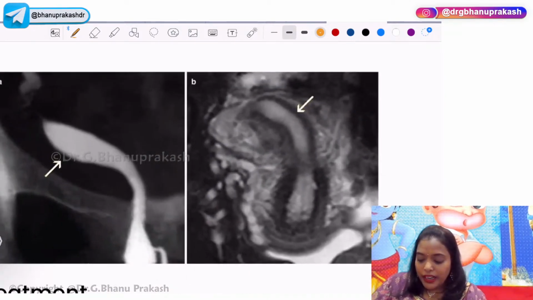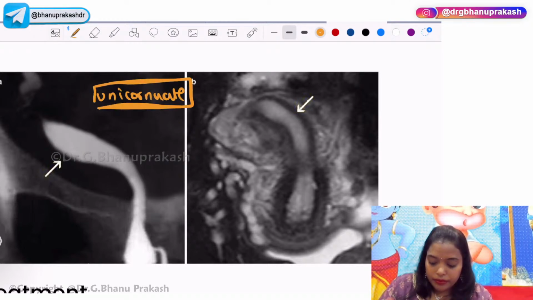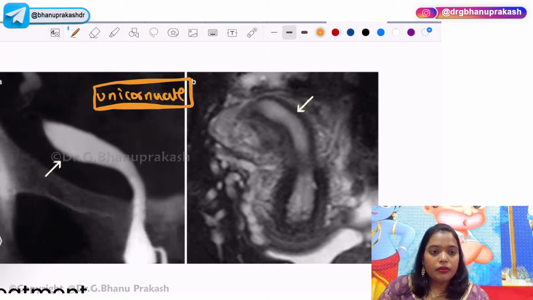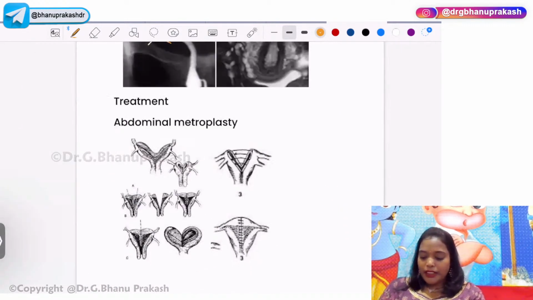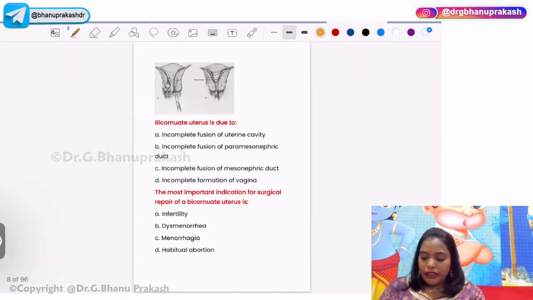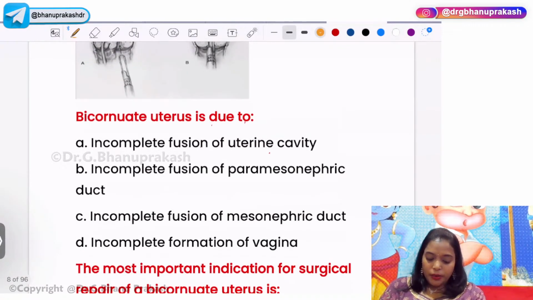Now what is this one, guys? This is unicornuate. A single banana shaped uterus with a single fallopian tube. This is unicornuate. So that's about the uterine anomalies. So can you answer this question?